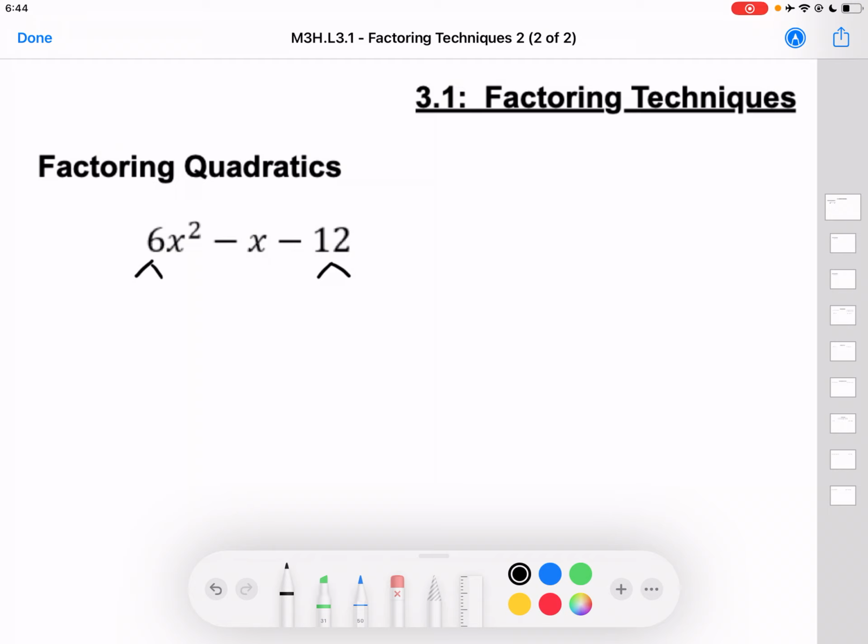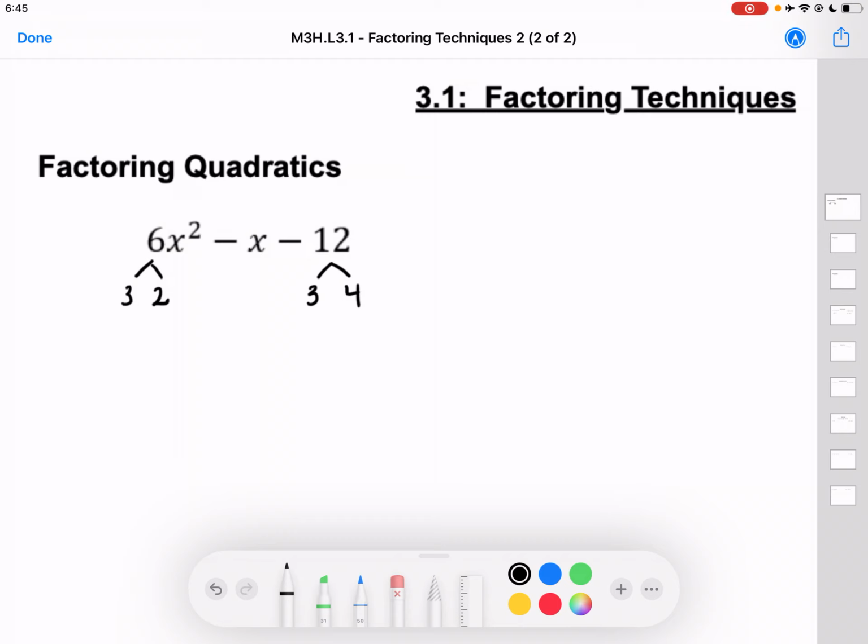So you find the factors of 6. There's a couple of them. You could have 1 and 6 or 3 and 2. I'm going to try 3 and 2 first. It's kind of a little bit of a guess and check method. Then you find the factors of 12. There's also multiple, because you have 1 and 12, 2 and 6, and 3 and 4. Just guess on one of them. So I'm going to try 3 and 4.